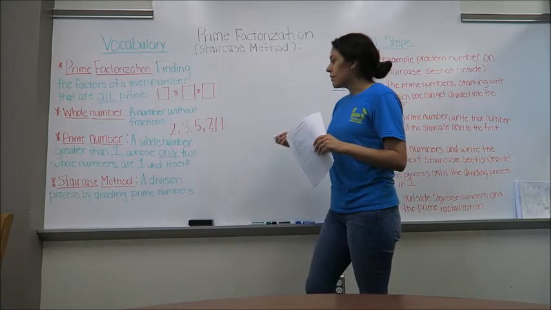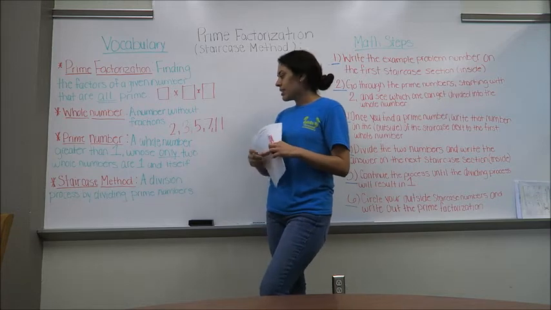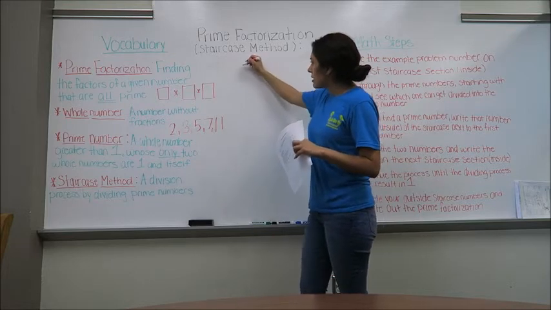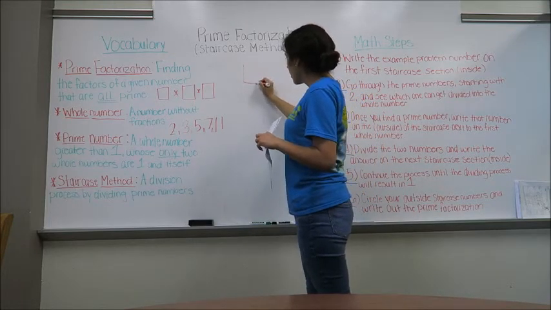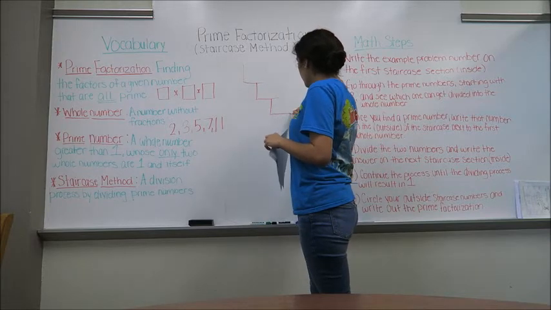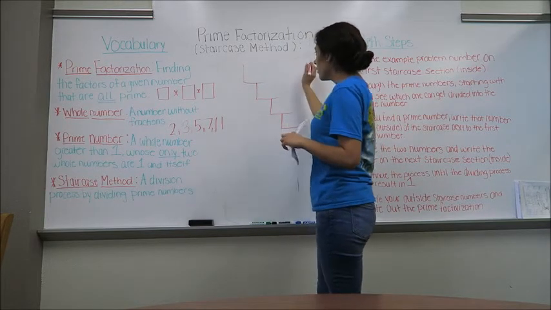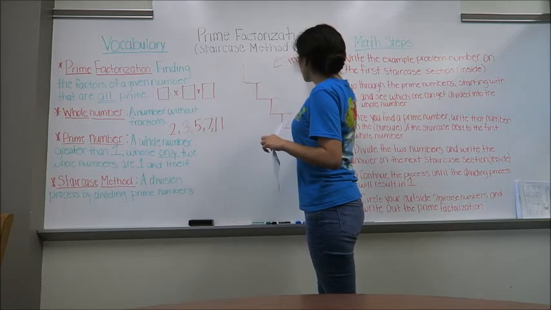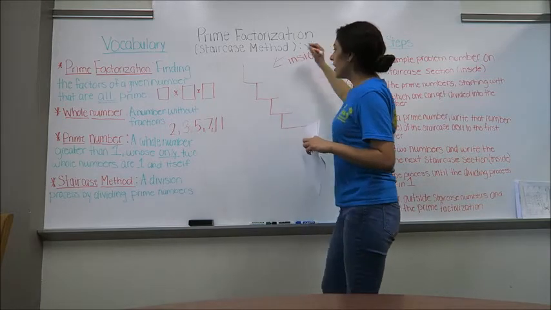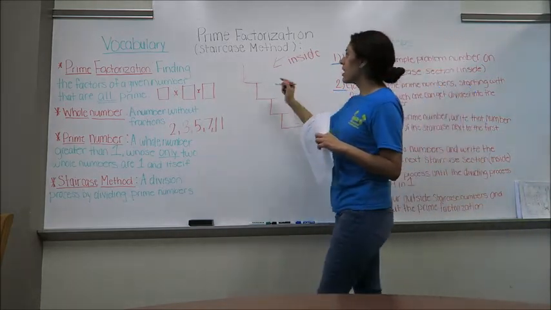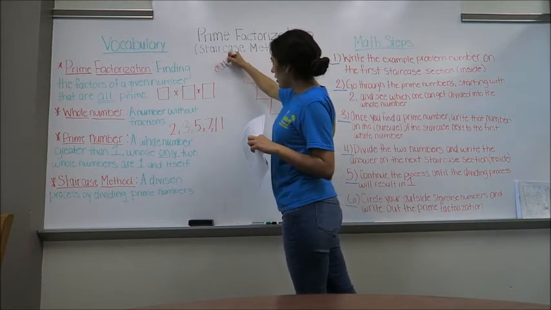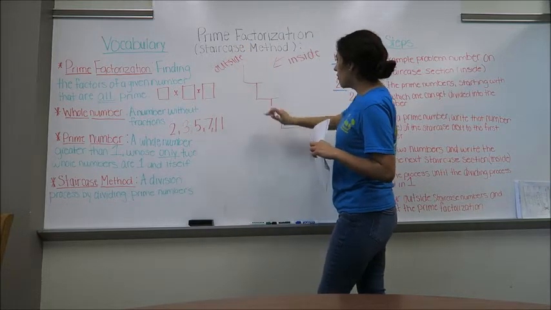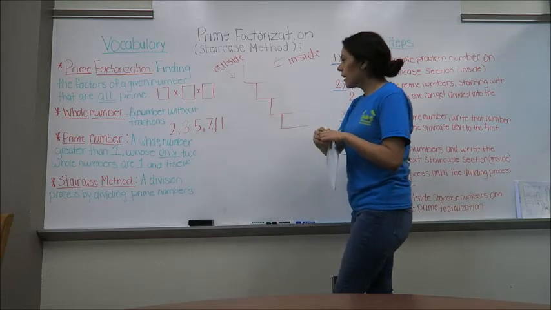And then our last one is going to be the staircase method, which is what we're going to be using today. It's a division process by dividing prime numbers. It's going to look like this. This is going to be the visual that we're going to be using. And when I tell you to write a number inside the staircase, I mean right here. And then when I say outside, I mean all right here. Okay?